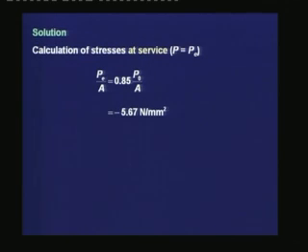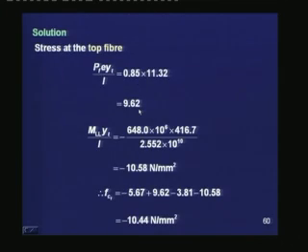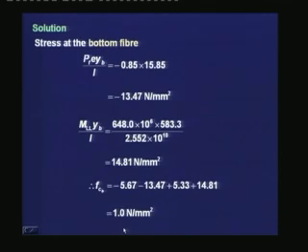And next, we are calculating the stresses at service. The uniform stress is given as 85% of the stress at transfer due to the 15% losses. For the stresses at the top fiber, calculating the individual variables, we find that the stress at the top fiber is equal to minus 10.4 Newton per millimeter square, and the stress at the bottom fiber, with similar calculations, we find that the bottom stress is equal to 1.0 Newton per millimeter square.